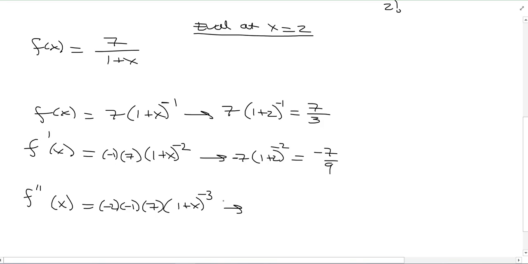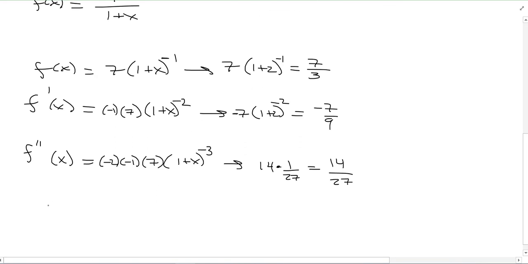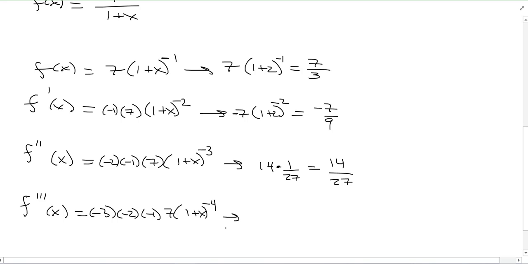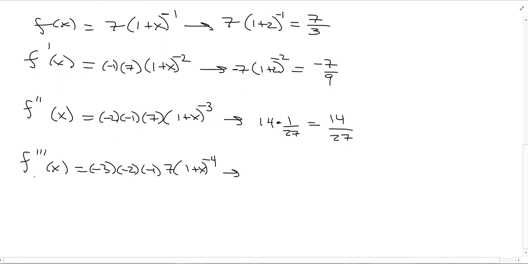So when you evaluate it, a negative times a negative is positive. So I do the math to find my actual term. What is that? 14 times 3 to the negative 3, which is 1 over 27. So 14 over 27. And the third derivative: bring the exponent down, so negative 3 times minus 2 times minus 1 times 7, times 1 plus x to the negative 4. And if you see a pattern, you can keep going to the nth one, right?